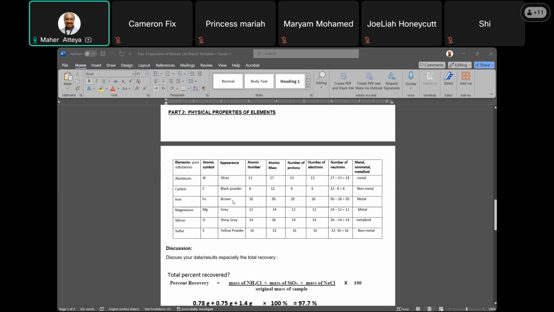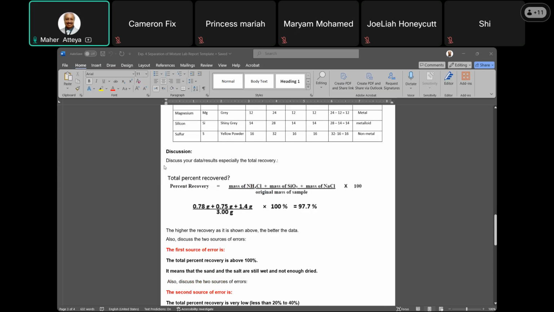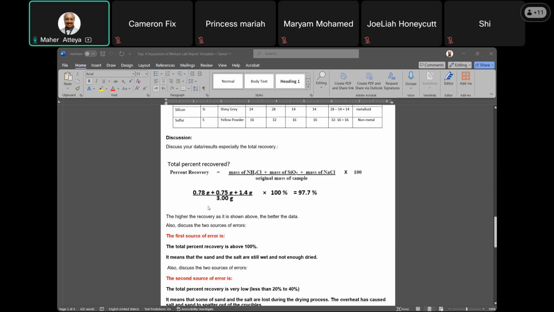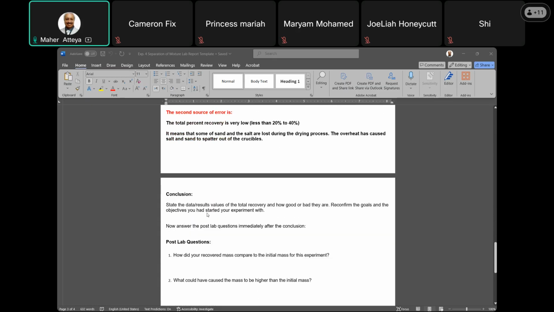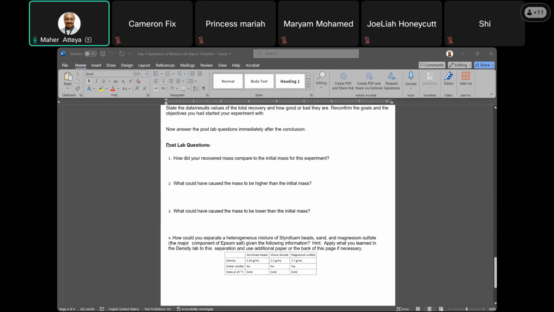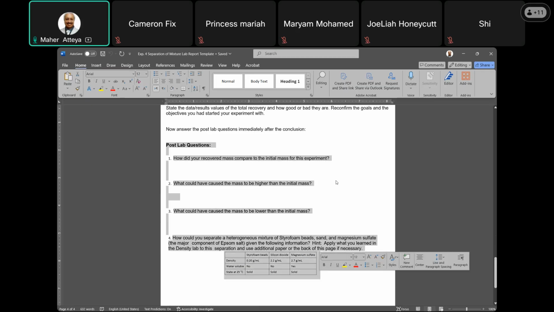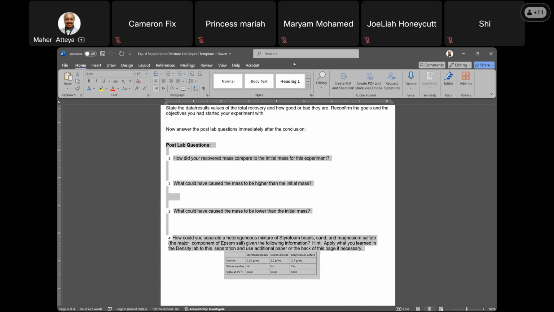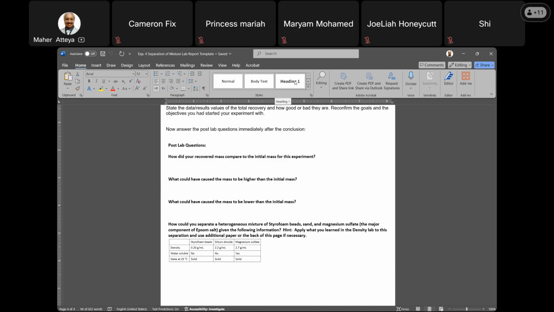And this is another table you need, with the elements. It can be metal, metalloid, or non-metal. And the number of electrons, number of protons, number of neutrons. How does this element look? And here, the percentage covered. The discussion is in your own words, and the conclusion in your own words, and you copy the post-lab questions. You just copy. This is Microsoft Word. You can copy and paste, easy. That's in iCollege. Now, this is the template on how to write the lab report.